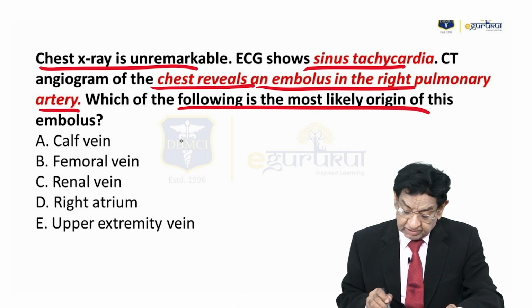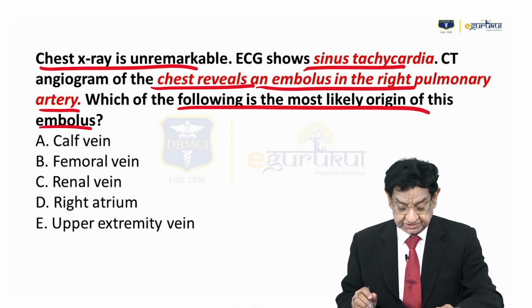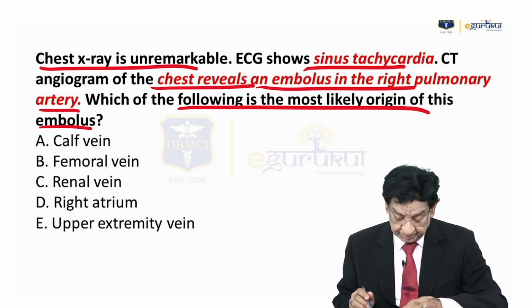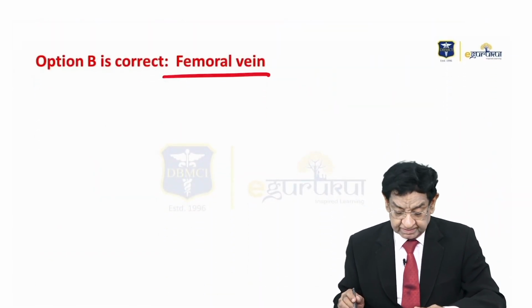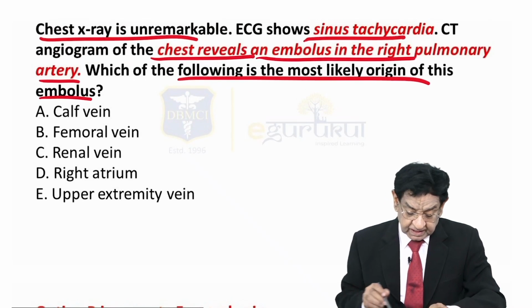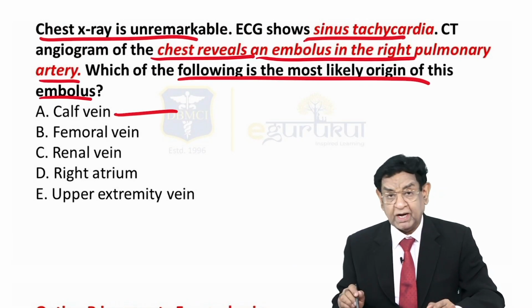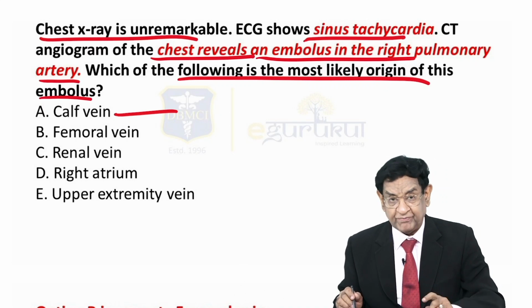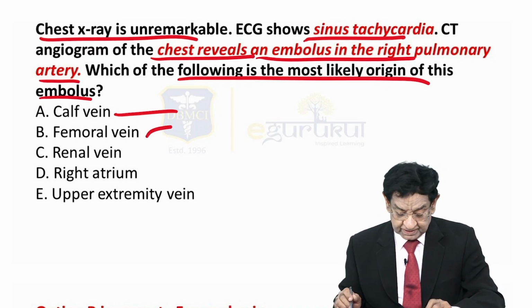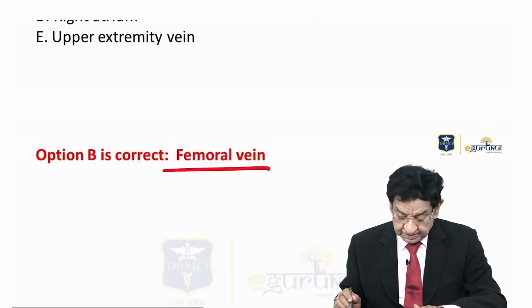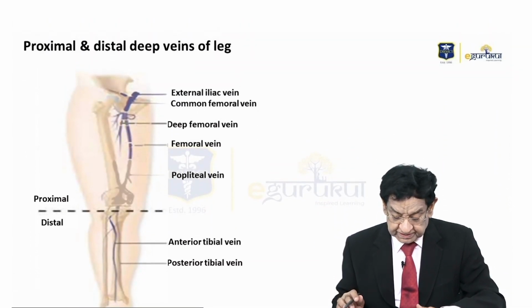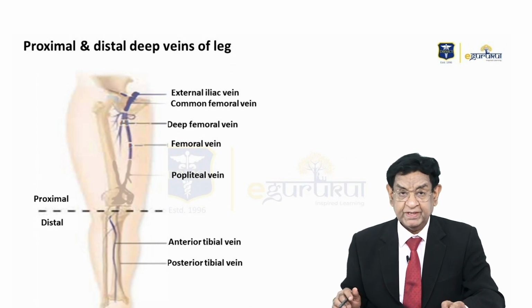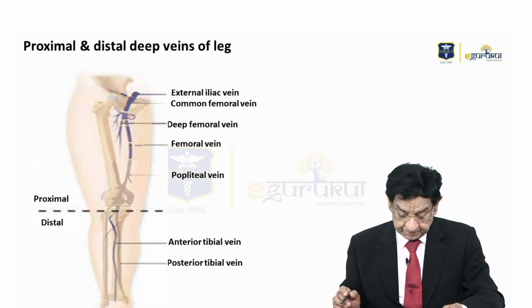Most likely origin of this embolus is, well, the answer to this question is femoral vein. And believe me, calf vein is the most common wrong answer. It's not calf vein, it's femoral vein. Why is this so? The confusion is between calf vein and femoral vein. So before we discuss this, let's learn the anatomy of the venous system of the leg.